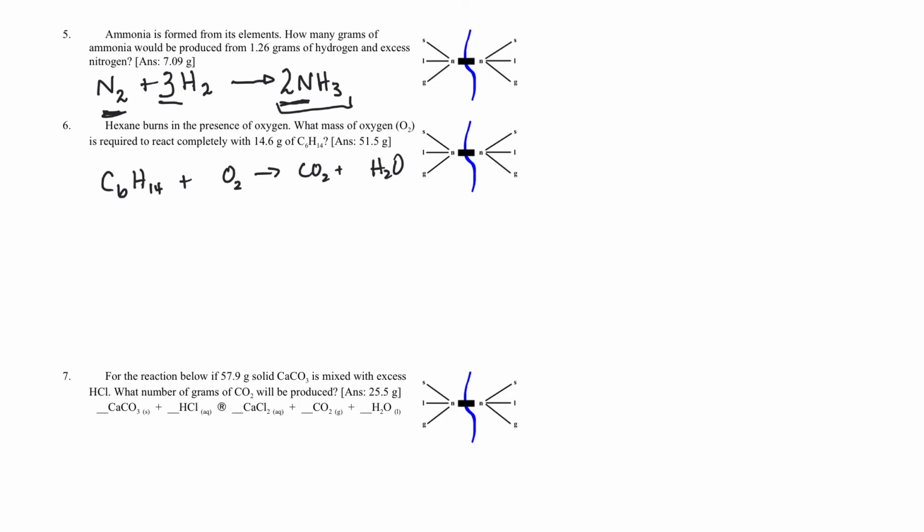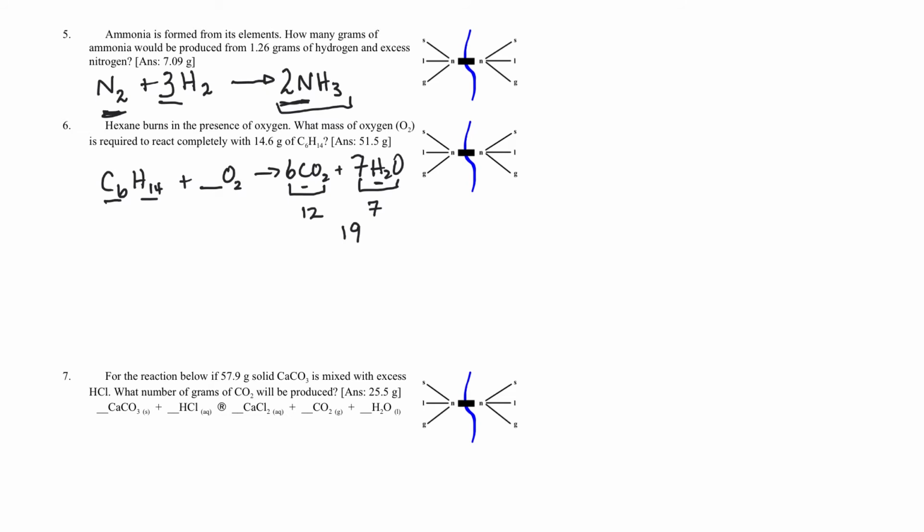Okay, so I need to balance 6 carbons and only have 1 here, so I'll put a 6 there. 14 hydrogens, I only have 2 here, so if I put a 7, 7 times 2 is 14, good to go. Let's check oxygens. 6 times 2 would be 12. 7 times 1 would just be 7. So altogether that gives me 19 oxygens on this side.